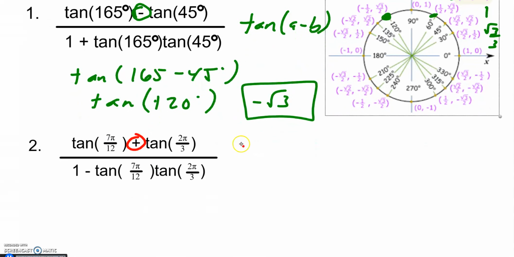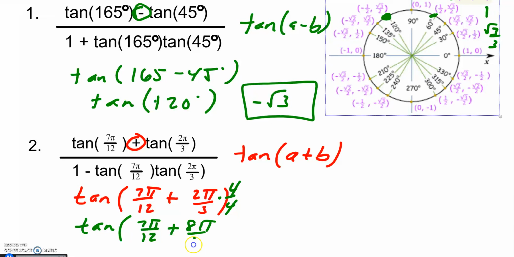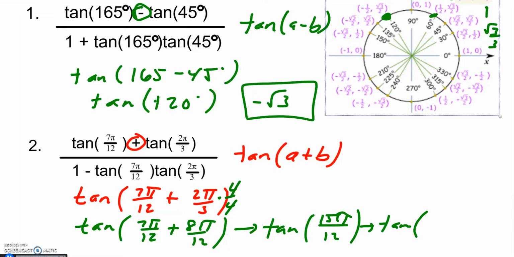So this time, I can use tangent of A plus B, which would be tangent of 7 pi over 12 plus 2 pi over 3. Now, again, I definitely need a common denominator here. The common denominator is going to be 12, so I'm going to multiply this by 4 over 4, and I would get tangent of 7 pi over 12 plus 8 pi over 12, which would get me tangent of 15 pi over 12, which reduces to tangent, if I divide both by 3, 5 pi over 4.